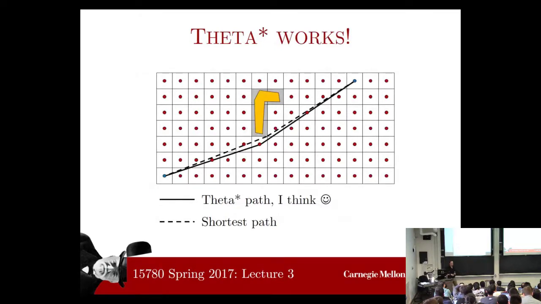So I sort of ran it informally. I haven't checked this carefully, but I ran it on this example, and I think it would give this path. So the optimal path is the dashed one, and I think it will give this one.